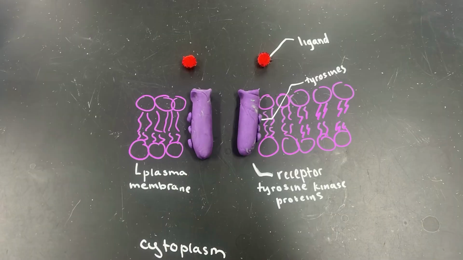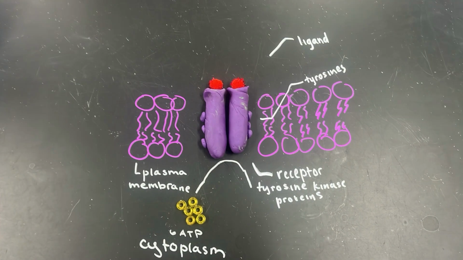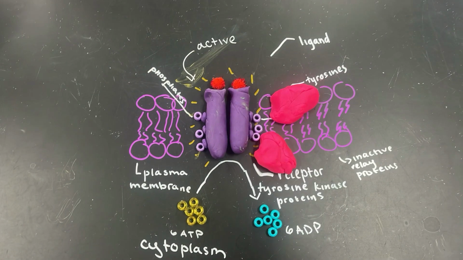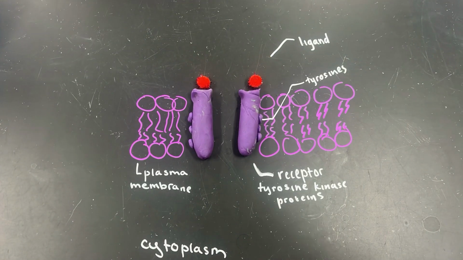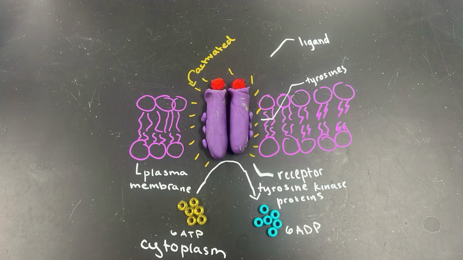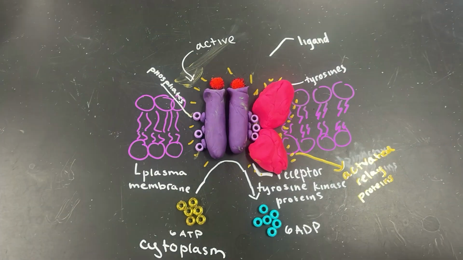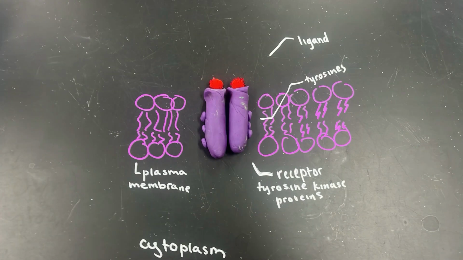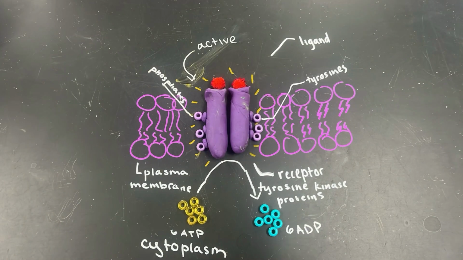Active relay proteins, in this case MAPK kinase, go through a phosphorylation cascade and ultimately are used to transcribe genes for cell growth, phosphorylate other transcription factors, or phosphorylate other proteins found in the cytosol.